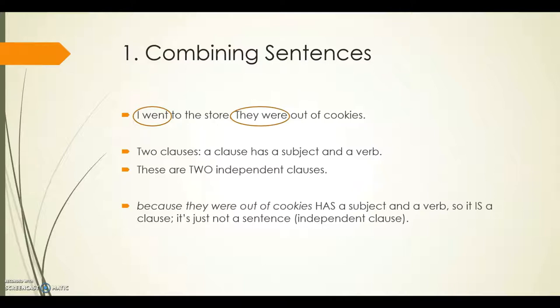Because means there's cause and effect. Because they're out of cookies, what? What happened? Because they're out of cookies. So, just so you know, if it has a subject and a verb and it's a complete thought, then it's an independent clause. It can be a dependent clause if it has a subject and a verb and doesn't express a complete thought.